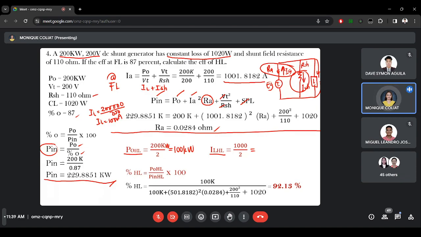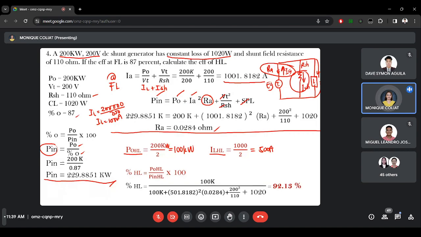Okay. So, di ba constant ito? Constant losses. Kaya hindi siya magbabago. Yan na yan. Ang nagbago lang is yung PO at IA. Saan po manggagaling si IA at half load? Di ba si IL at half load is 500.